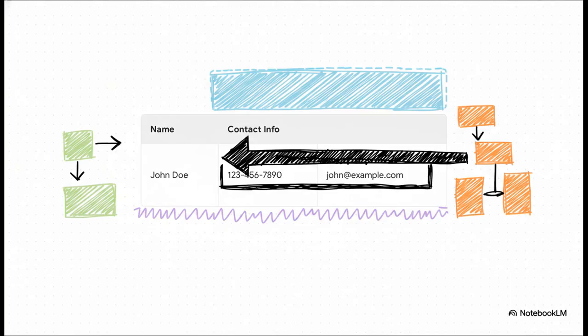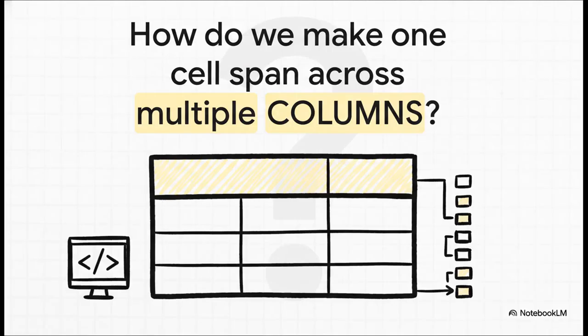All right, here is a classic layout puzzle. You've probably run into this before. We've got this contact info header, and we want it to stretch across both the phone and the email columns. But right now, it's just sitting awkwardly over the phone column, not what we want. So the question is, how do we make one single cell stretch across multiple columns? Thankfully, the answer is a simple but incredibly powerful HTML attribute.